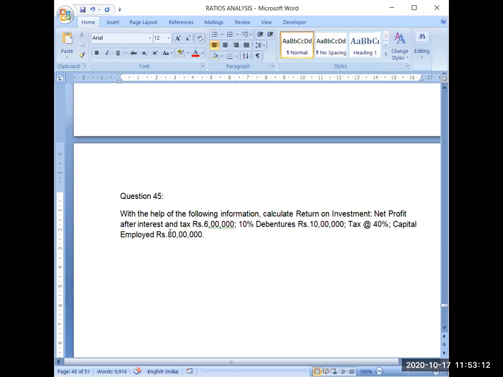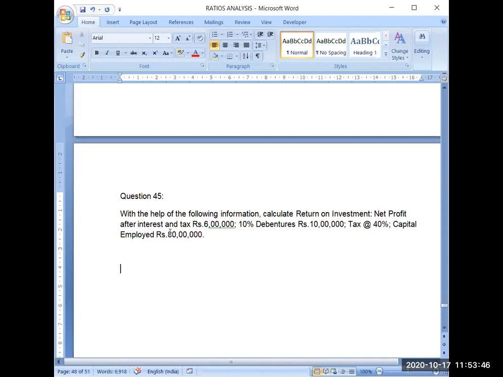Okay, now see this question. With the help of the following information, calculate return on investment. Net profit is a net profit after interest and tax. After interest and tax means that you have deducted interest and you have deducted tax from the profit. That is the meaning of after interest and tax.